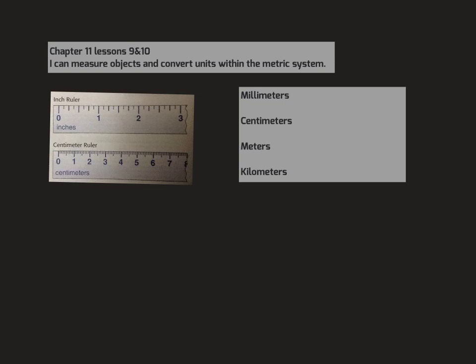The same thought applies that there are different categories of the metric system. Like the first one we're going to talk about today is units of length. So we're really going to write down in our math spiral notebook, chapter 11, lessons 9 and 10. I can measure objects and convert units with the metric system. Even today, our date is 3/24, so we'll date that up at the top.